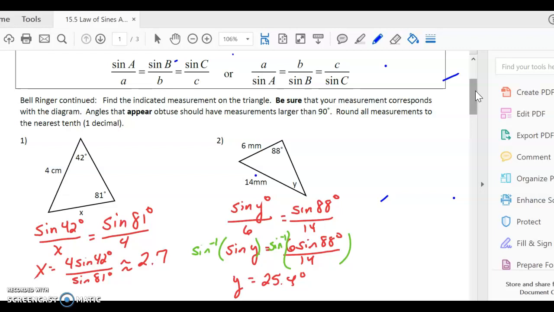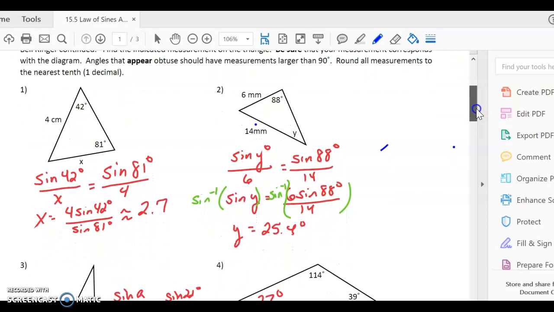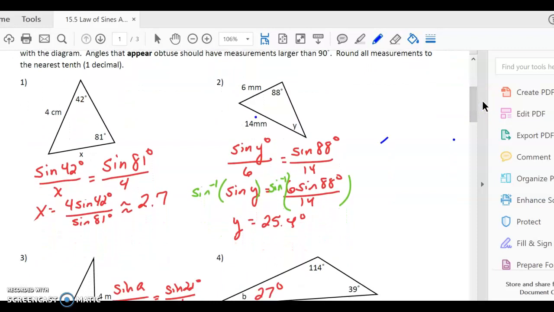So in number 1, I had to use the law of sines. And when I did that, you can see that I got x equals 2.7. That seems conceivable to us geometrically because 81 degrees is larger than 42. So therefore, we know the side that's opposite 42 must be smaller than the side length of 4. And that ends up being true, so we feel good about that. When we look at number 2, we set up the law of sines again, and we're trying to find angle y. And when we do that, we get 25.4 degrees. And similar to number 1, geometrically, it still makes sense.